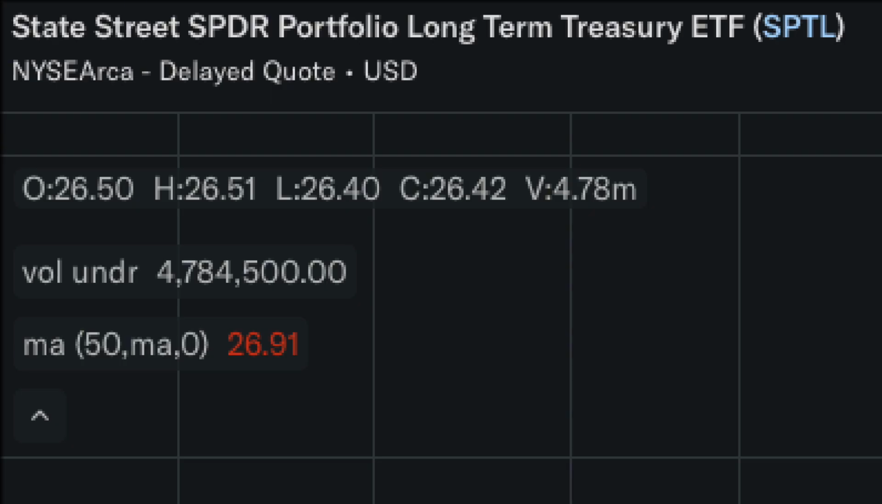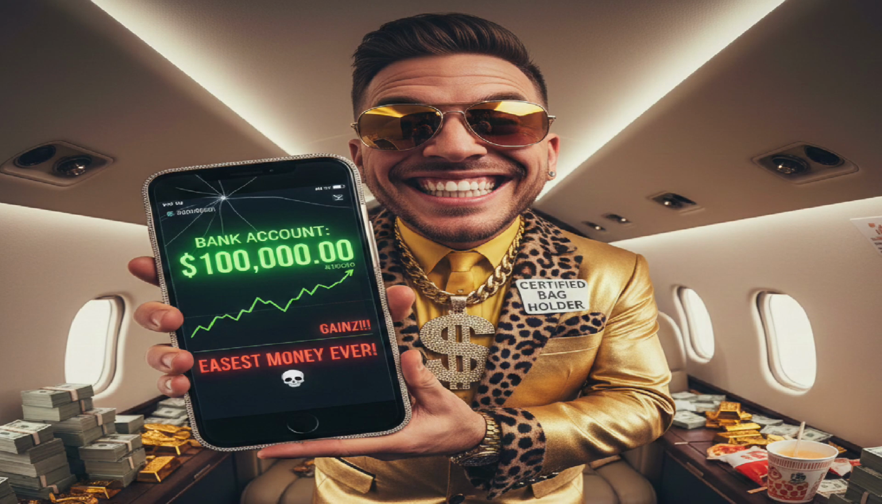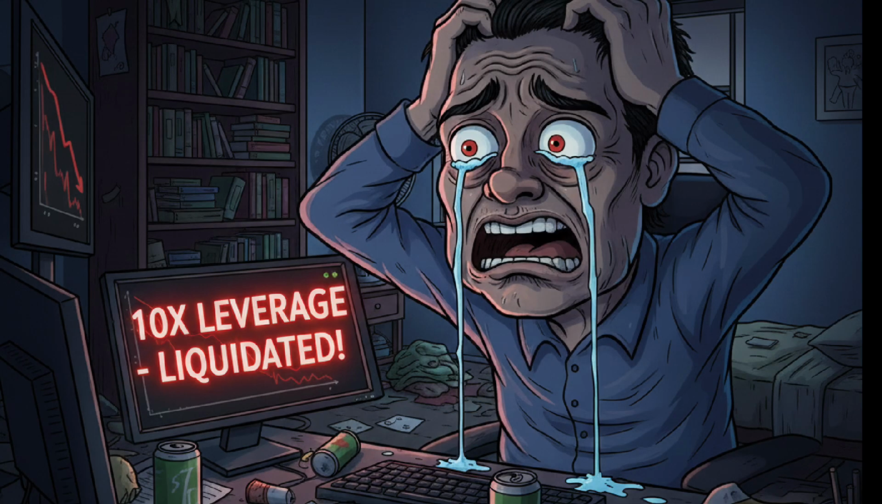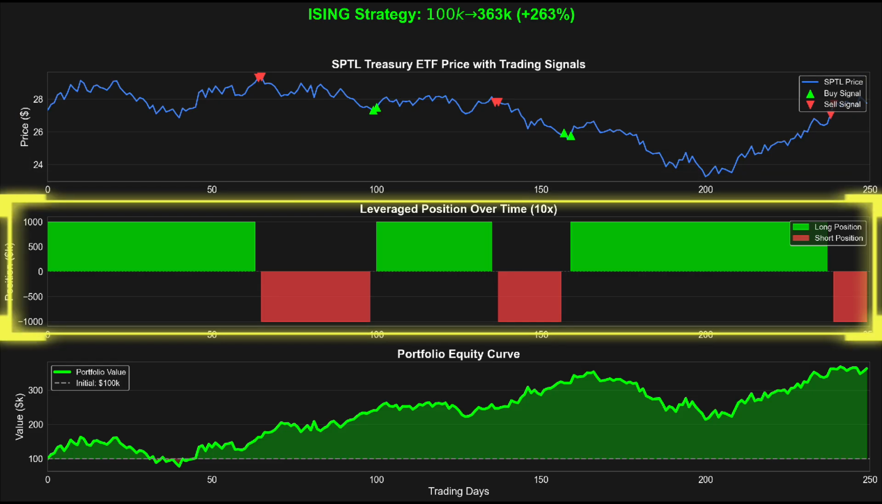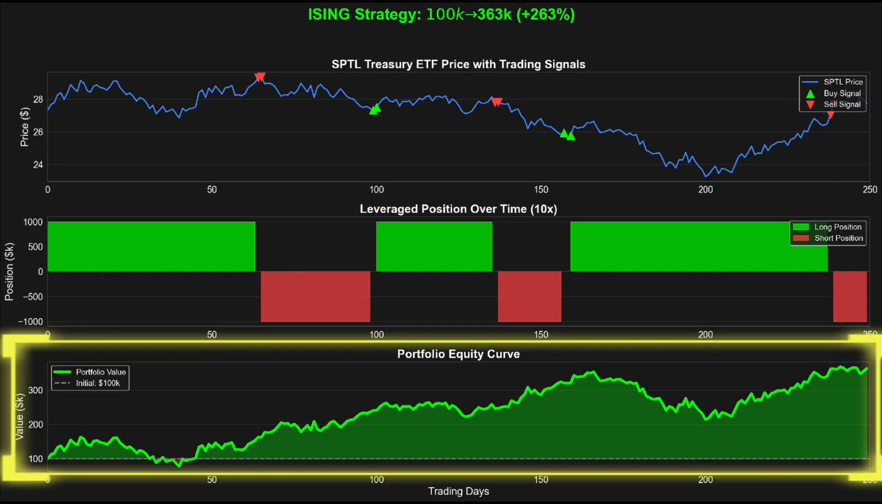I know, it's a boring asset, but it's perfect for a clean test. The year, 2023. We start with $100,000. And because I have zero fear, I use 10 times leverage. Don't do that. Stop! So here we see in the top panel, we get the price and the signals. In the middle, we have the position. At the bottom is the equity curve.